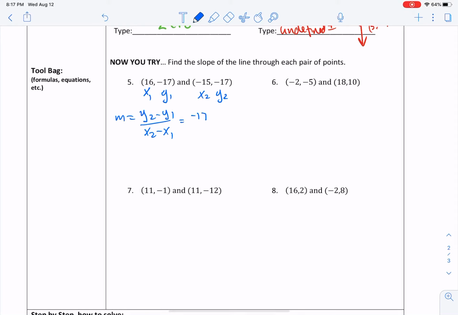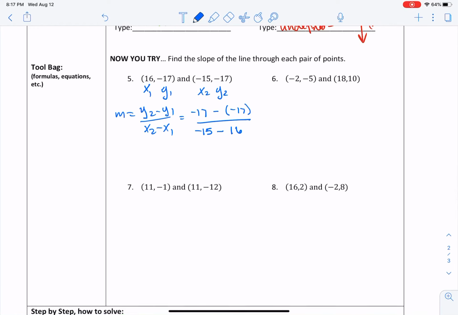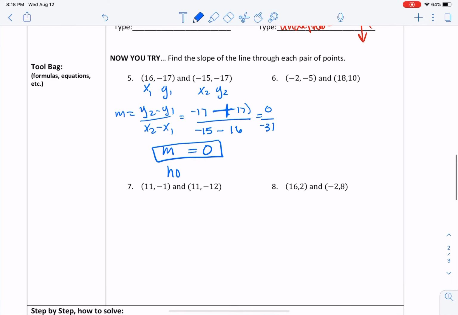This is negative 17 minus negative 17 over negative 15 minus 16. This becomes a positive so that I get 0 over negative 31, which is 0. This is horizontal slope.